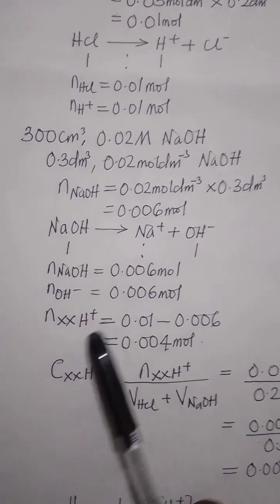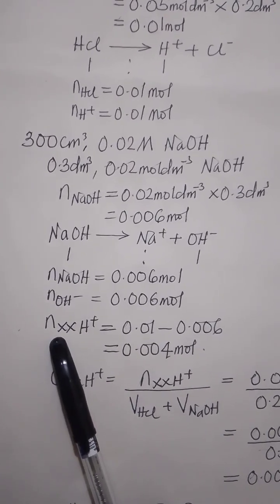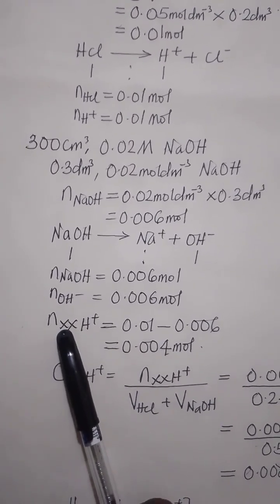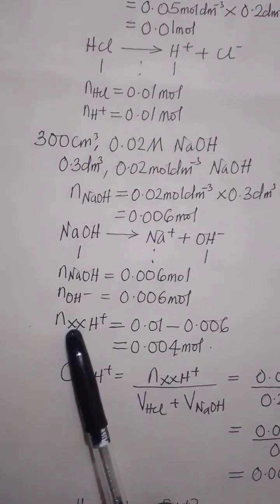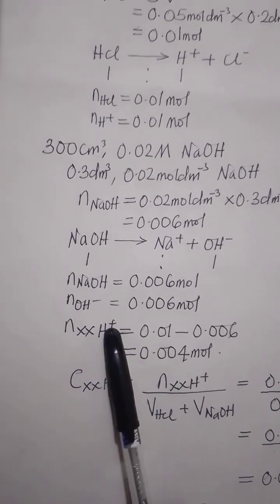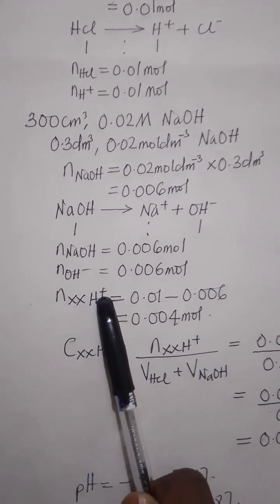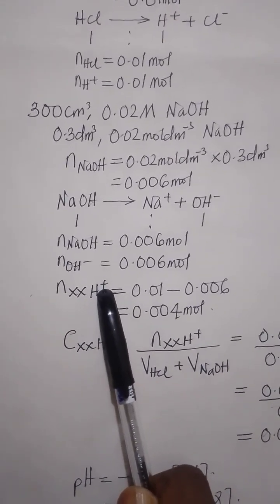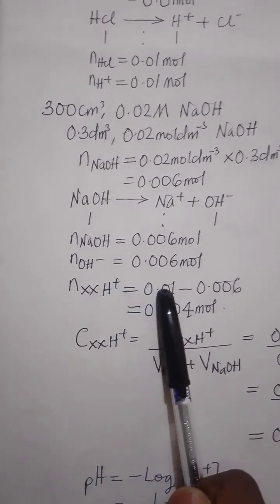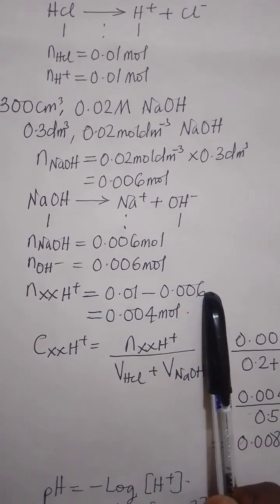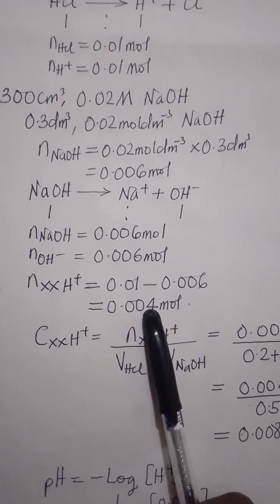So it means that we have to calculate the number of mole of the excess acid. That's excess H plus rather. Number of mole of the excess hydrogen ion in this solution will be 0.01 minus 0.006. That will give us 0.004 mole.